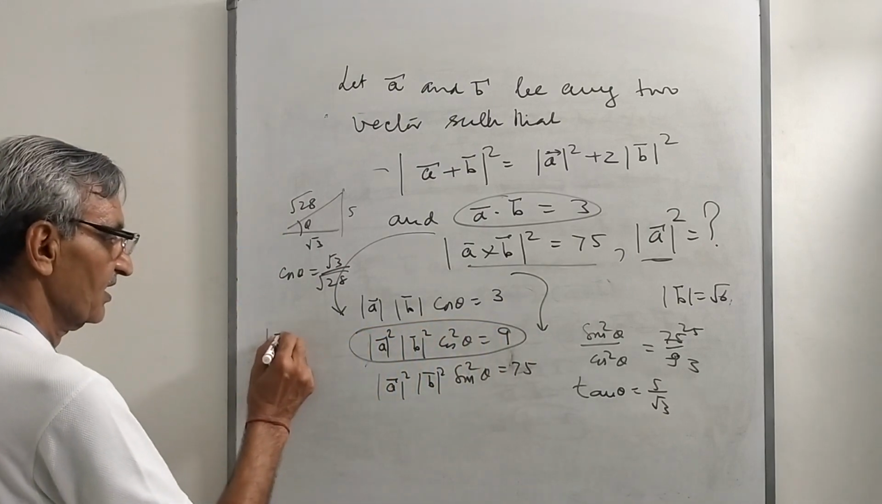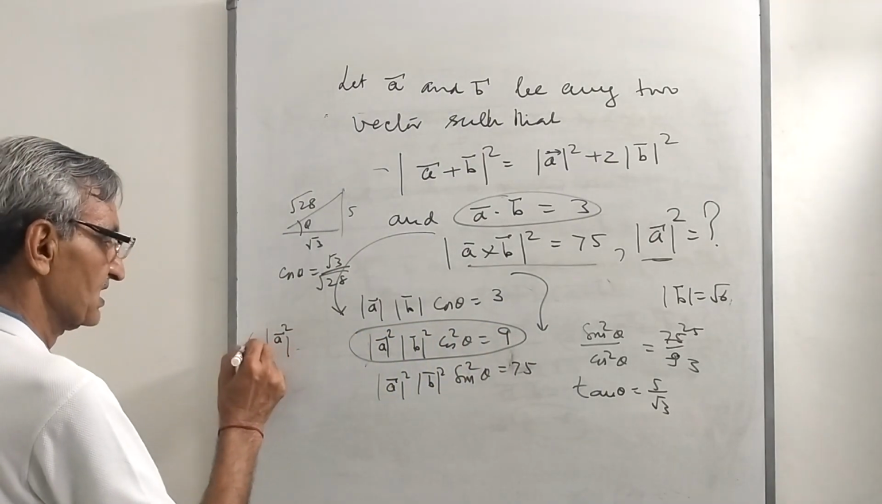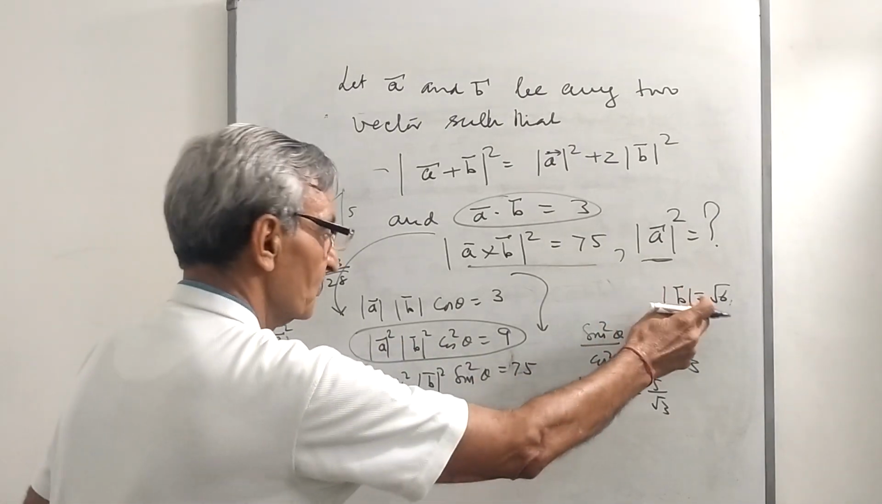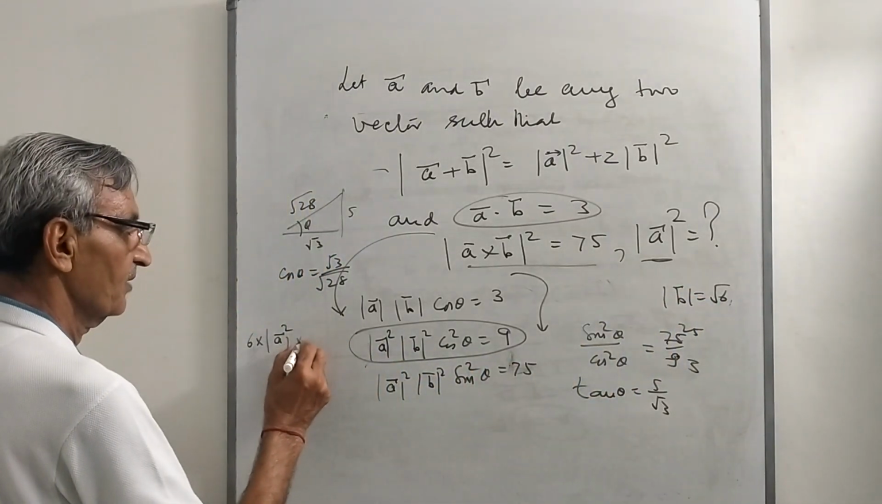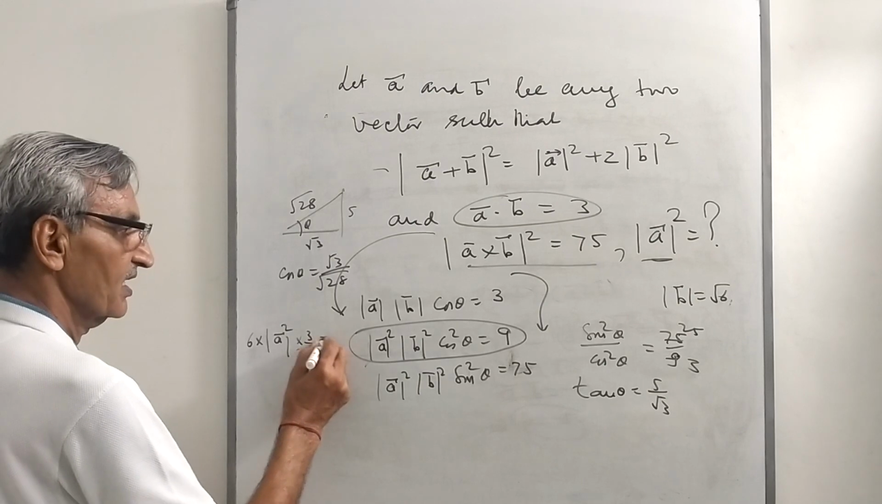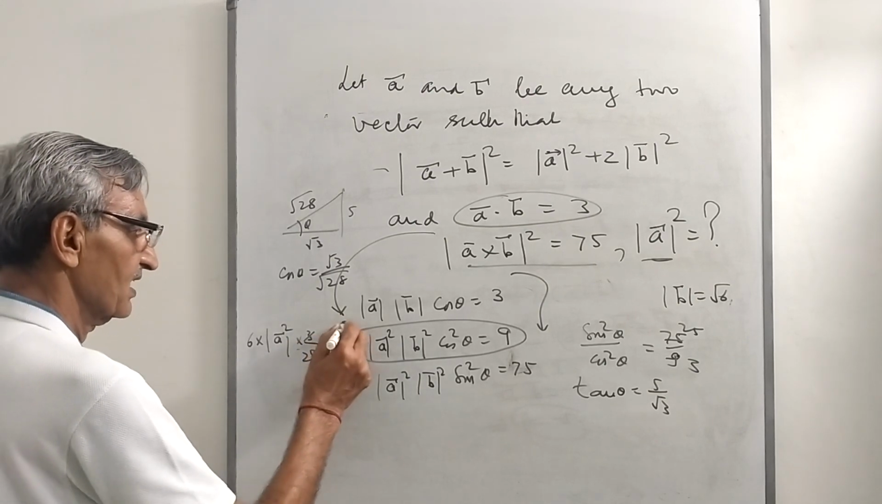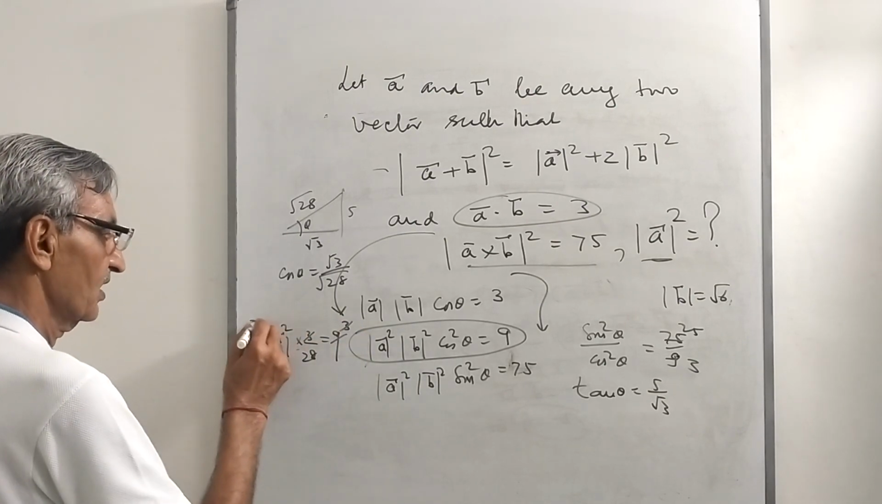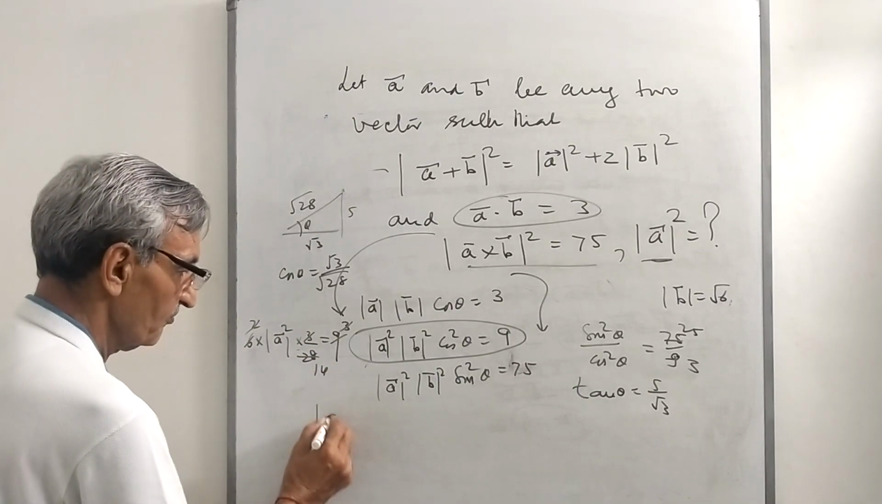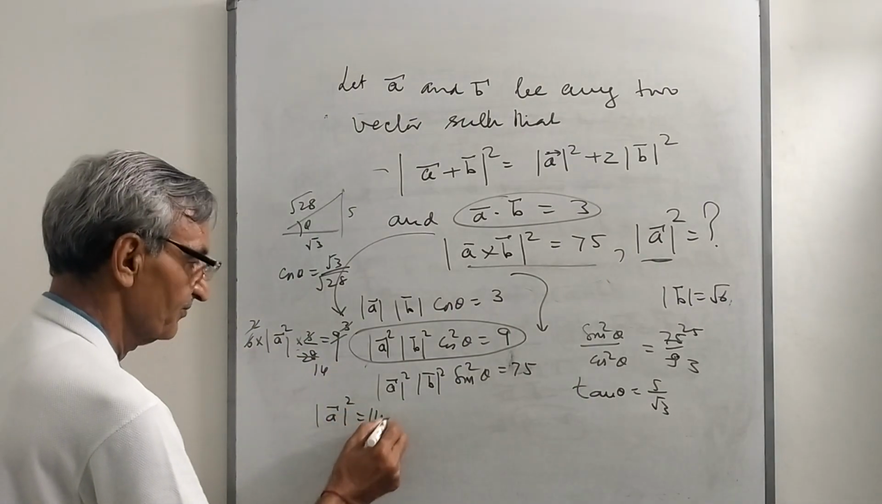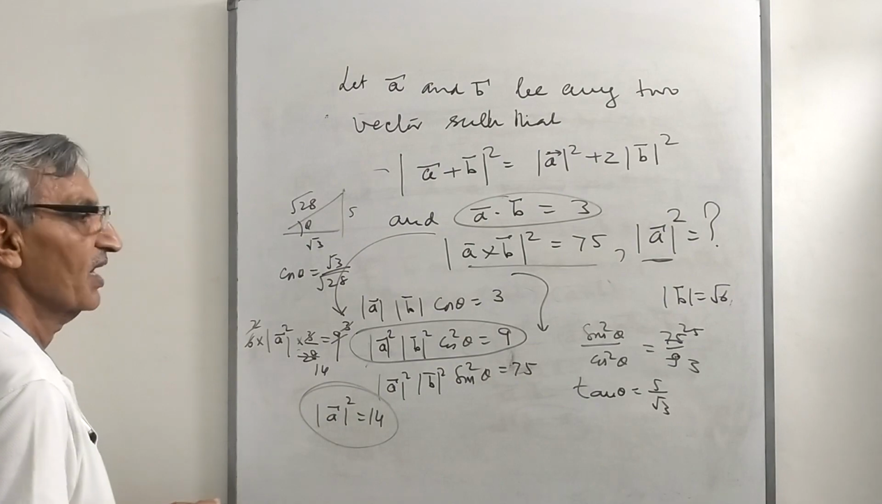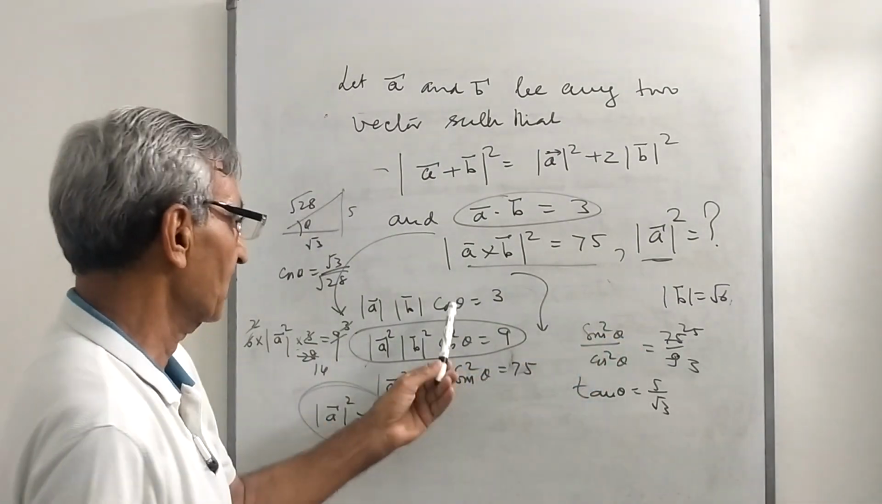Modulus of A square is 6 into 3 upon 28, which is equal to 9. 3 3s are 9 and 3 2s are 14. So modulus of A square is equal to 14. Well, this is how I got it. I thought I would not be needing it, but I need it.